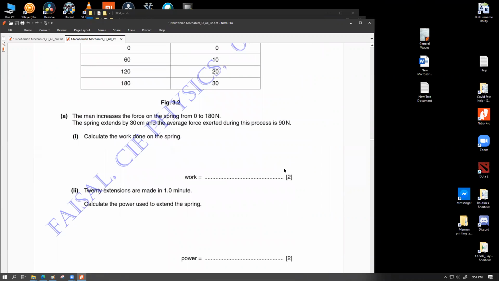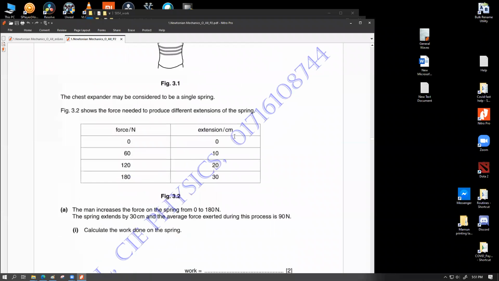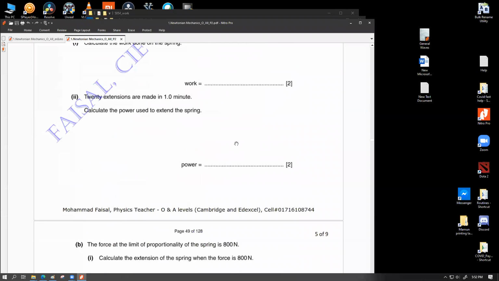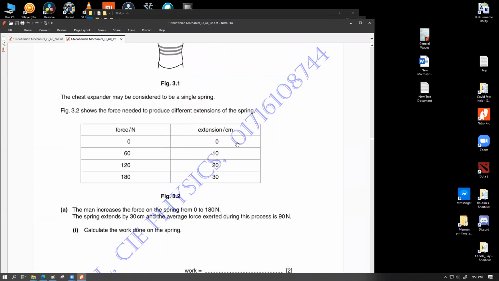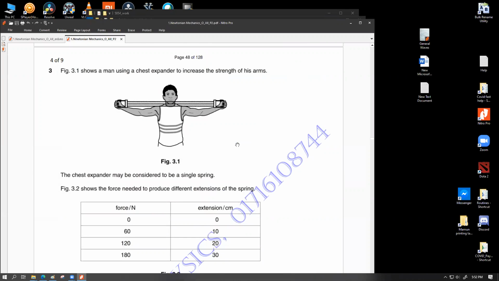Question number 3. Sir, I have a problem. Which number? Sir, number 3, last B2. Okay, let me see. Figure 3.1 shows a man using a chest expander to increase the strength of his arms.